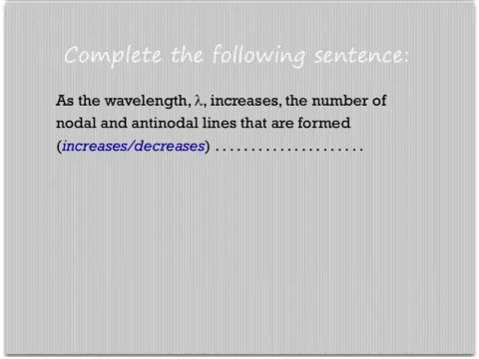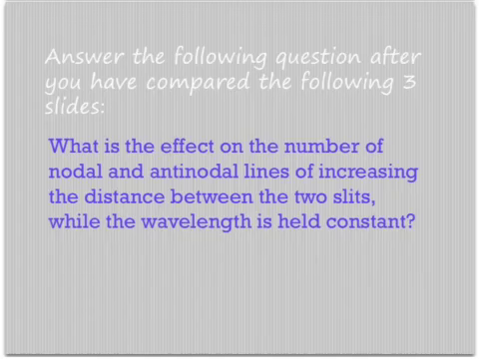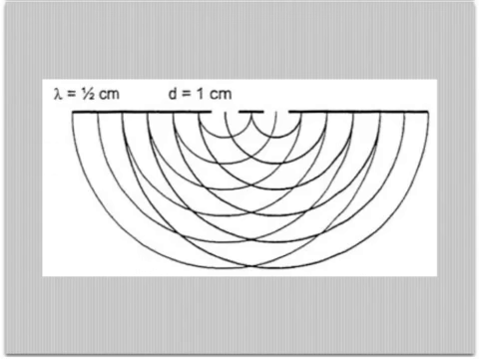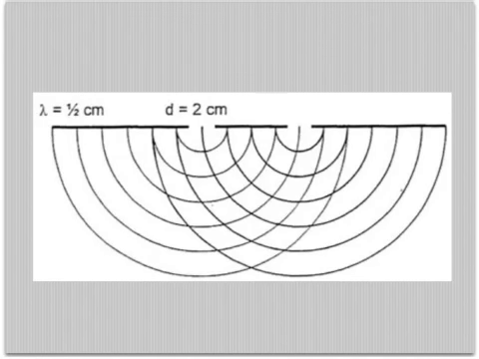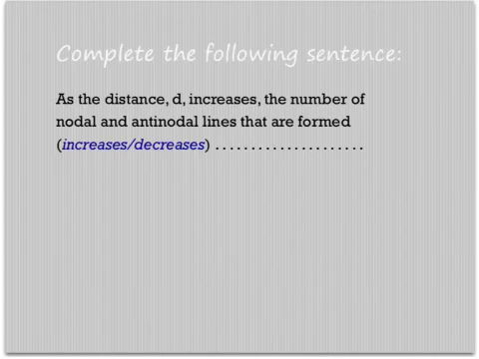You can draw your own conclusion from looking at the previous 3 slides and complete the following sentence here. Here we're looking at keeping the wavelength constant while increasing the distance D between the two slits. Wavelength from there to there, half a centimeter. D from there to there, 1 centimeter. D is now 1.5 centimeters from there to there. Now D is 2 centimeters. Once again, draw your own conclusion and complete the following sentence here.